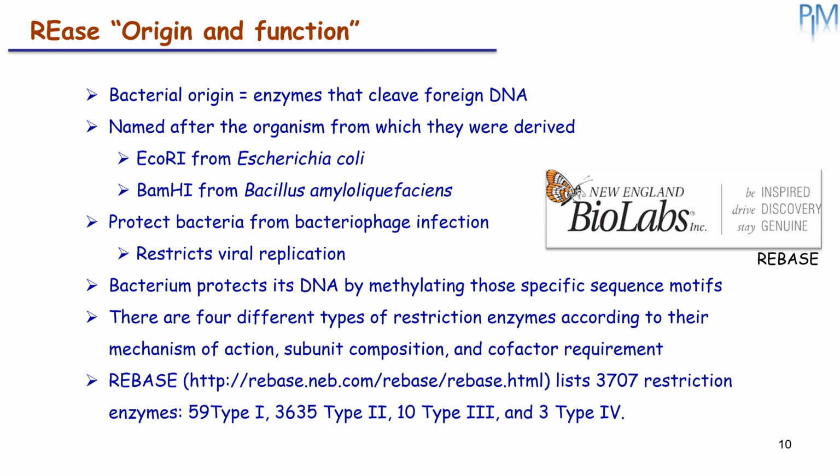As I said earlier, restriction enzymes are of bacterial origin. The enzymes that cleave foreign DNA are named after the organism from which they were derived. A few examples are EcoRI from Escherichia coli and BamHI from Bacillus amyloliquefaciens. They mainly protect bacteria from bacteriophage infection by restricting viral replication. There are 4 different types of restriction enzymes according to their mechanism of action, subunit composition, and cofactor requirement.